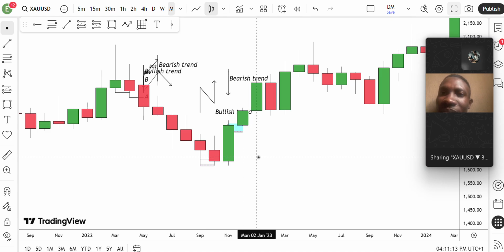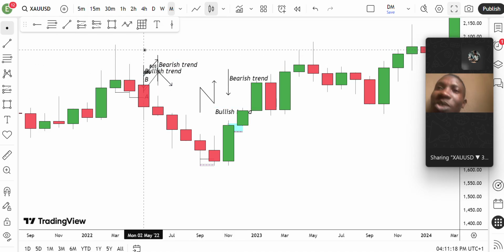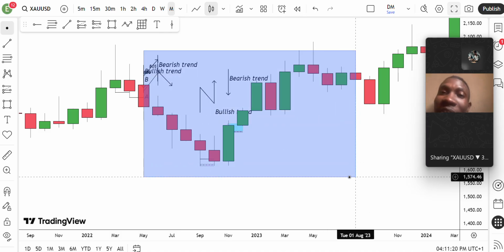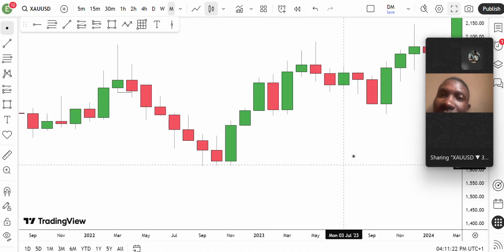Leverage is a different matter altogether. This one is just normal, no leverage. This one is just your normal kind of trade.